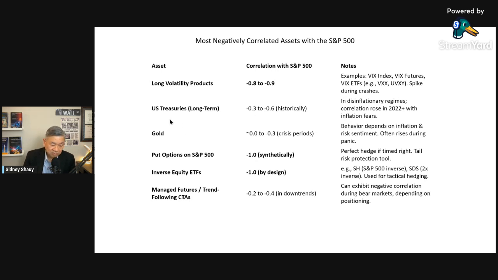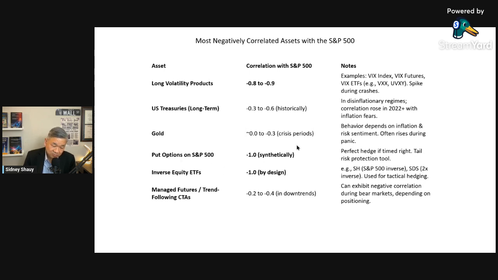And for people who are not familiar with those products, U.S. Treasuries, this is classic, right? Historically has been good, but we saw periods in which they were not. All right, so there were moments like 2022 with inflation. We got a problem, right? It turned very positive.